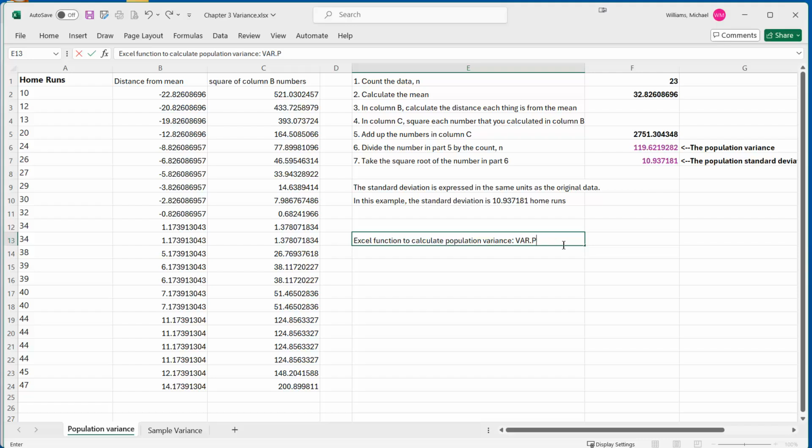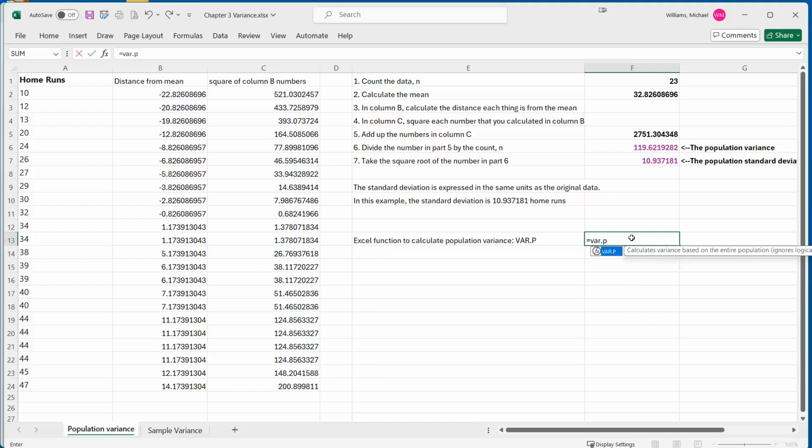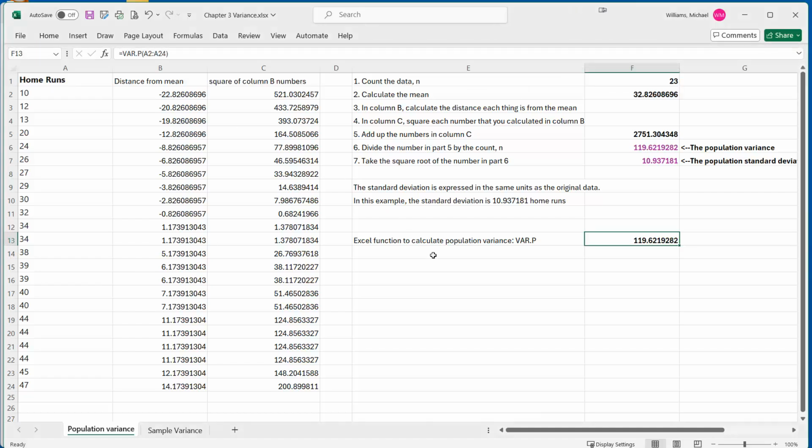So let's see if we get the same number. If we don't, I have to start this video all the way over because I made some mistake. Well, that would really stink. So let's try it over here. Equals VAR, by the way, you don't have to capitalize, dot P, open the parentheses. Let's grab the original data way over here, right? I hope we get the same answer. My life is hanging in the balance. Look at that, it's the same answer. Hooray. I'm a competent teacher.